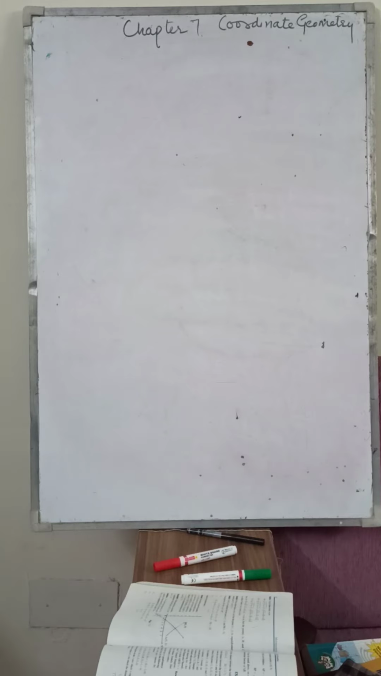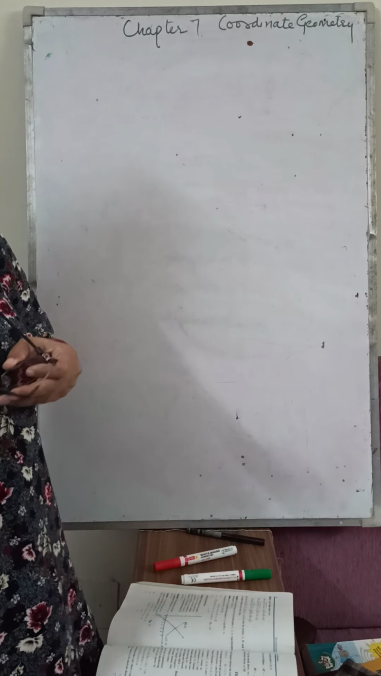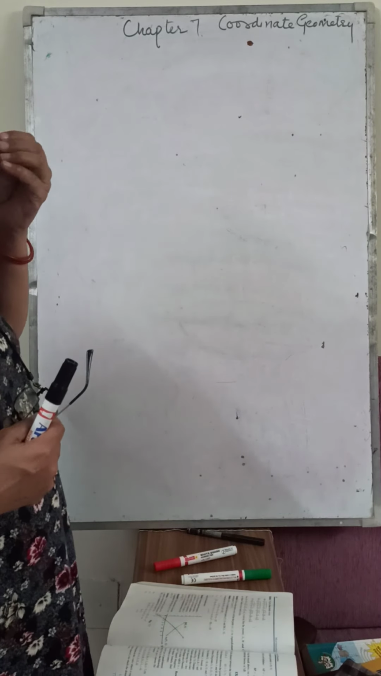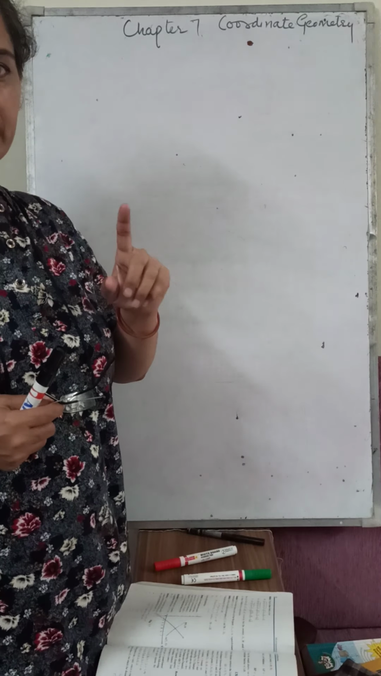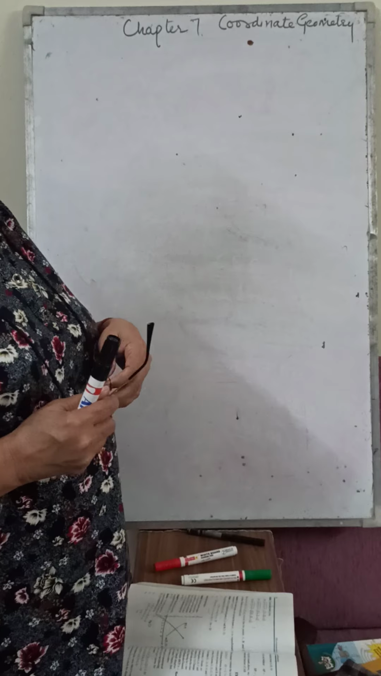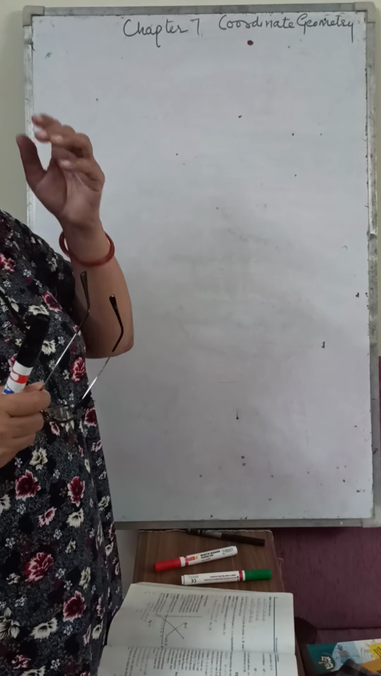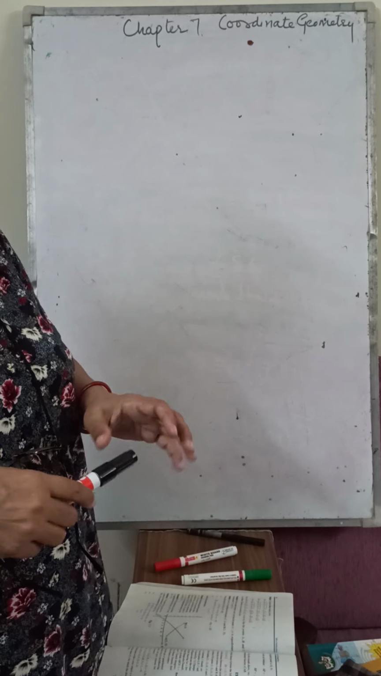Children, let's start the next chapter today, chapter 7, coordinate geometry. Till now you have completed chapter 8 and chapter 9, both you have done, right? So today we are going to start with coordinate geometry. In coordinate geometry, you know the coordinate plane?